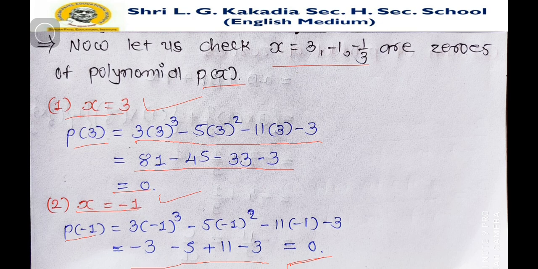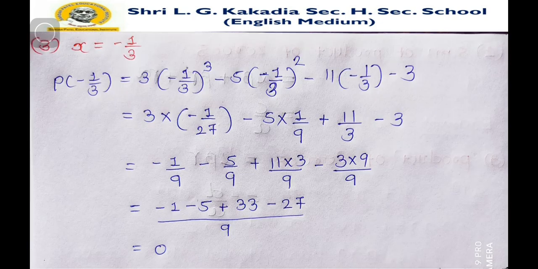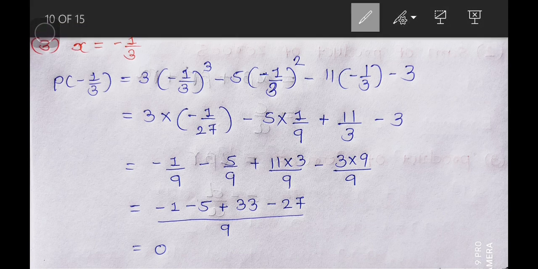Now about the third zero, that is x equal to minus 1 by 3. Again we replace x by minus 1 by 3. Then we get p of minus 1 by 3 equals 3 into (minus 1 by 3) cube minus 5 into (minus 1 by 3) square minus 11 into (minus 1 by 3) minus 3. Now evaluating it, at last we get 0.